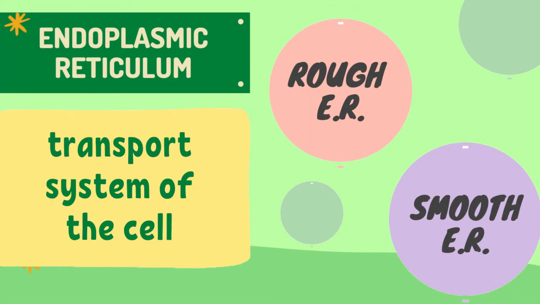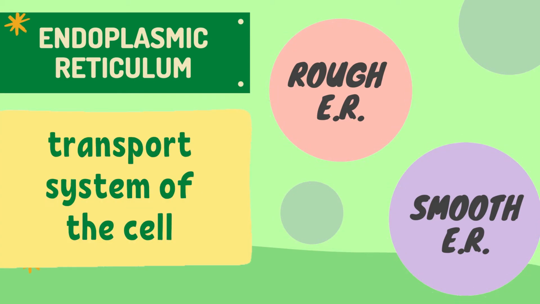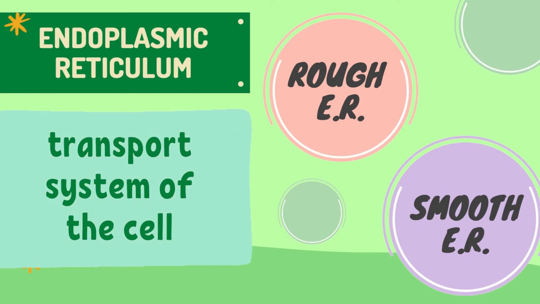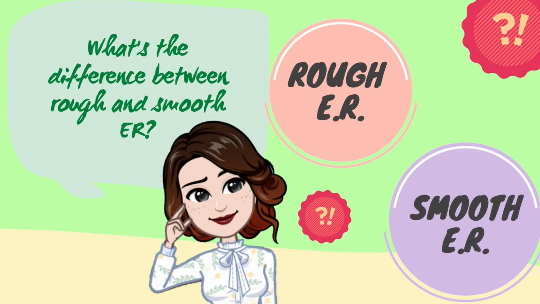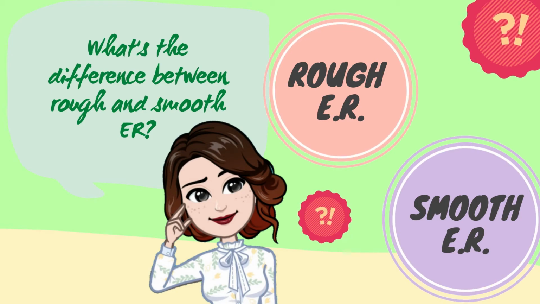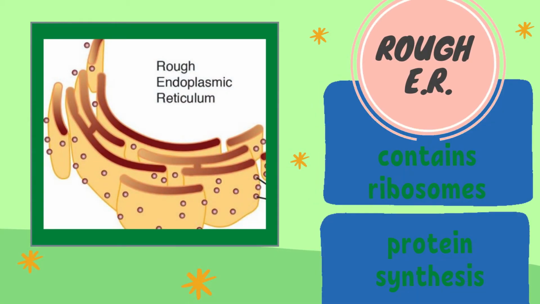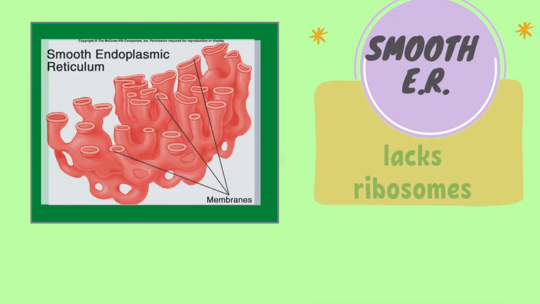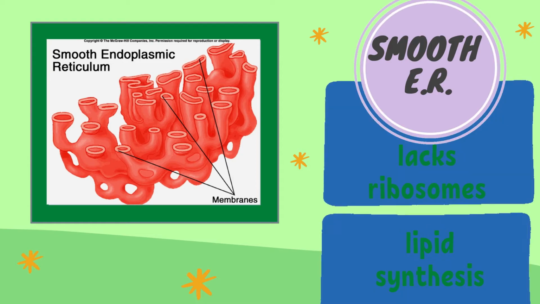Endoplasmic reticulum, or ER, is known as the transfer network of the cell. It is the one that transports synthesized proteins and vesicles to the Golgi body where they will be packaged. It is classified into two, the rough ER and the smooth ER. What is the difference between rough and smooth endoplasmic reticulum? Rough ER contains ribosomes and is involved in protein synthesis, whereas smooth ER lacks ribosomes and is involved in lipid synthesis.